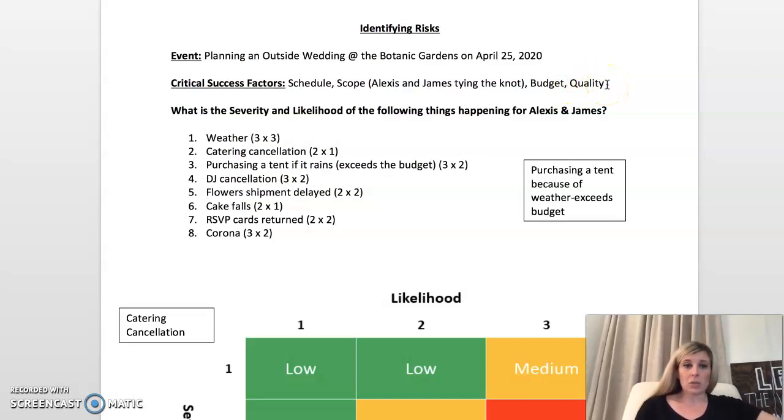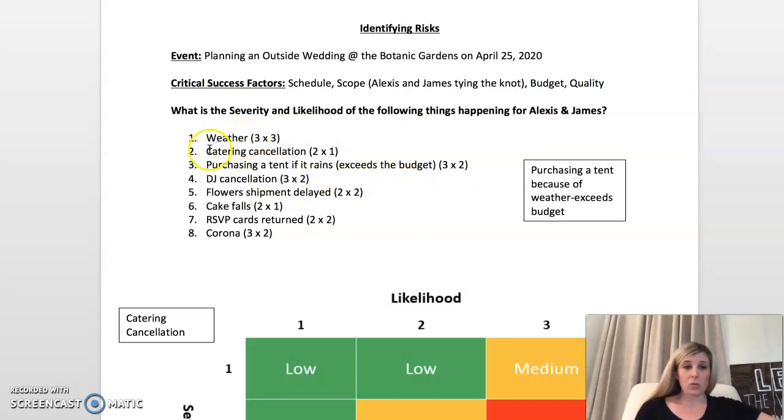So what you're going to be doing is looking at two main factors. We're going to be looking at the severity of a risk, and the likelihood of the risk. So what is the severity and likelihood of the following things happening for Alexis and James? The number one thing that comes to mind in April for an outside wedding would be weather.